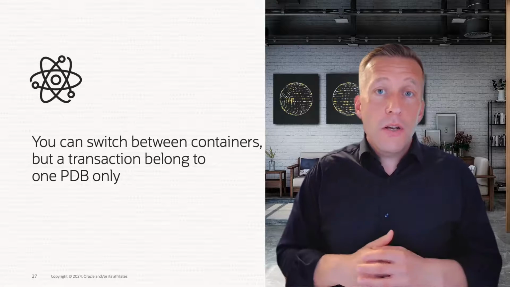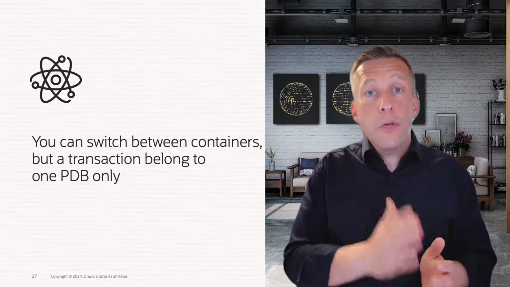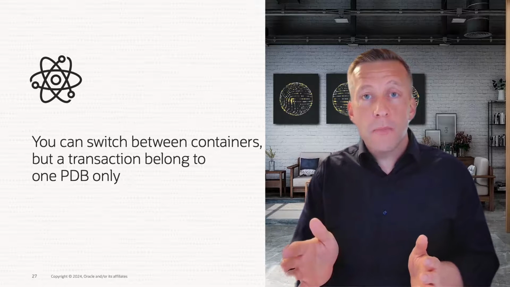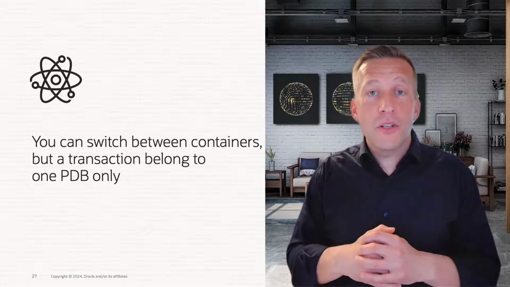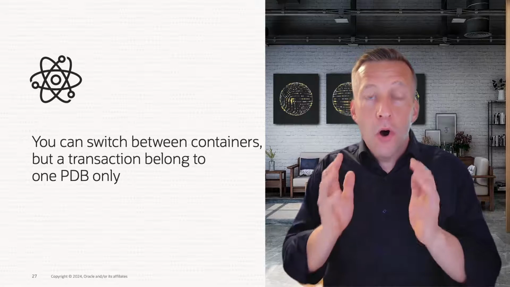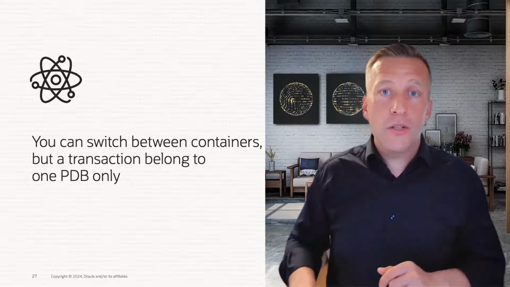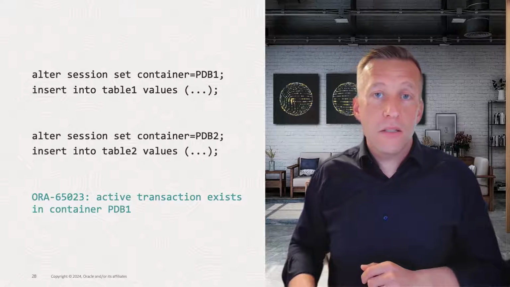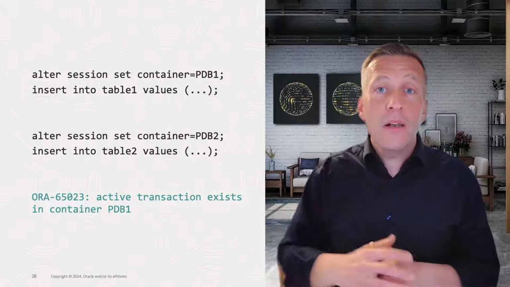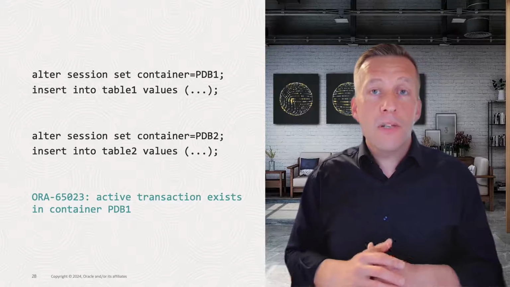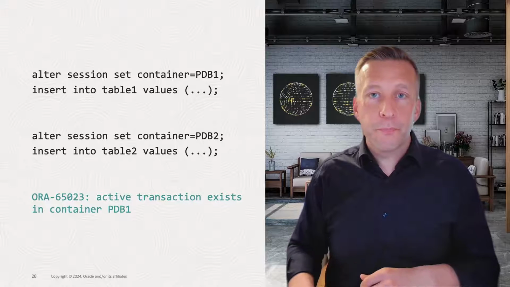So when you initially connect to the root container, we can see with the alter session command that we can switch to different containers. But when you start a new transaction, that transaction belongs only to one container. You cannot have a transaction that spans multiple containers. If you try to do that, as soon as you do DML in a second container, the database will throw an error and say, sorry, dude, no can do.